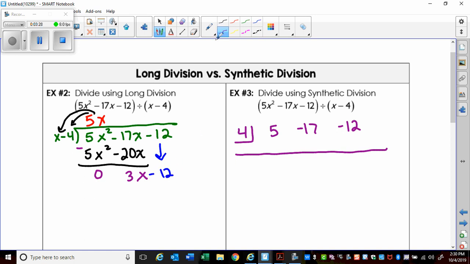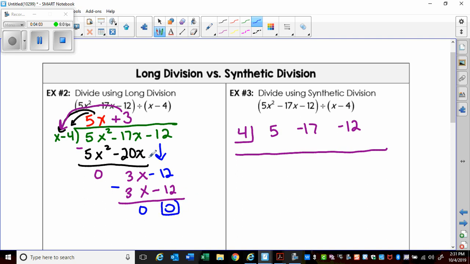I'm going to do the same thing. x times what will give us a 3x? Well, you just have to multiply it by 3 this time. 3, and then distribute it. 3 times x is 3x. That's what we want. 3 times negative 4 is negative 12. But we are subtracting, not adding. 3x minus 3x is 0. Negative 12 minus a negative 12 is 0. So the remainder is 0.